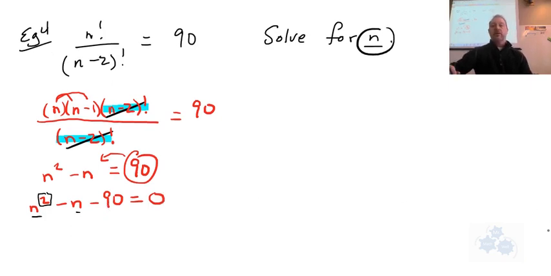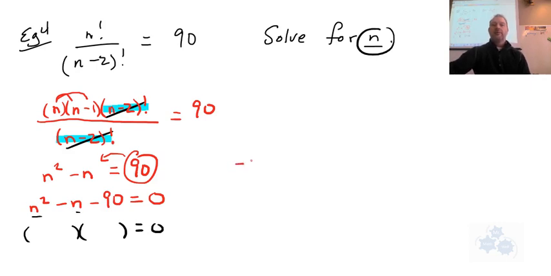Anyways, we could factor the quadratic equation, and that might be something we want to do. If you factor the quadratic equation, what you're looking for are two binomials that multiply to this trinomial. So we're looking for two numbers that multiply to negative 90 and have a sum of negative 1.